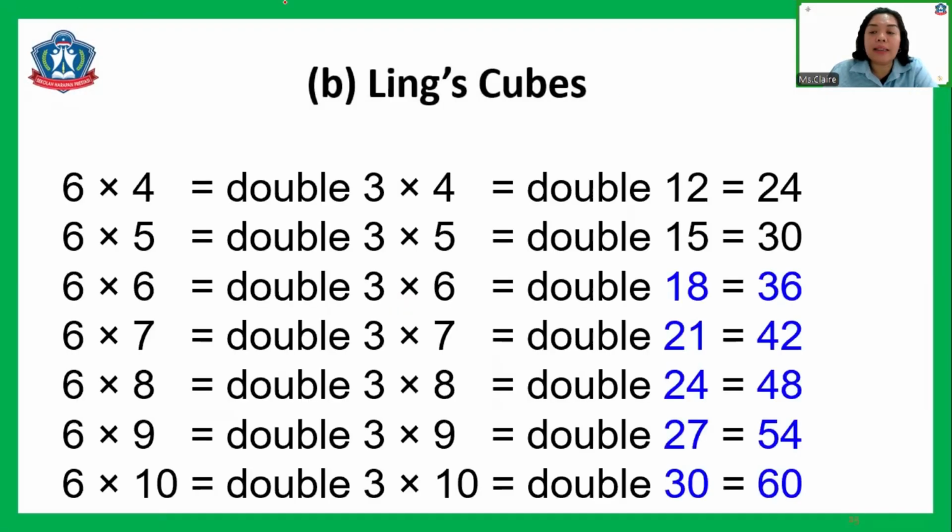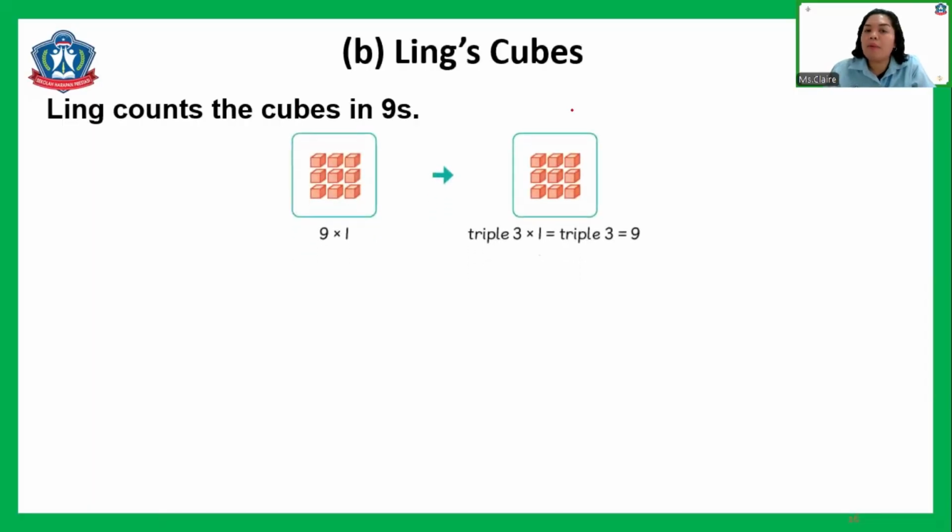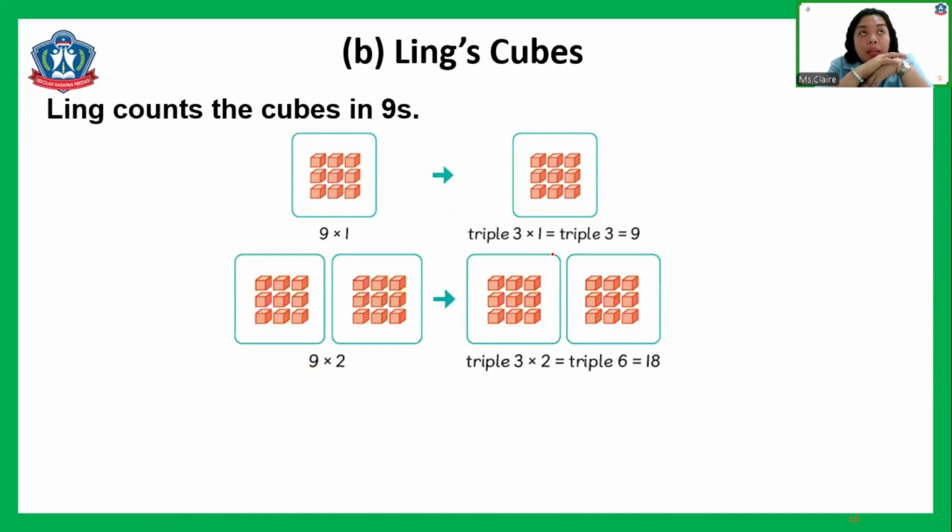Okay, so again, this is the full list. So if we have 6 times 10, it means double 3, which is 6, times 10, is equal to 60. Alright, so that's how to find the times table of 6. Okay, how about counting in 9s? Okay. So 9 times 1 is 9.